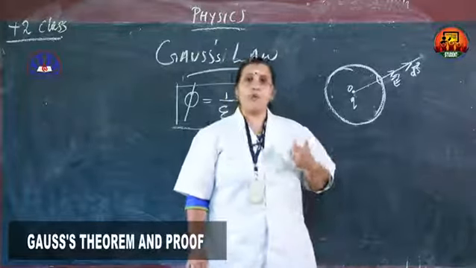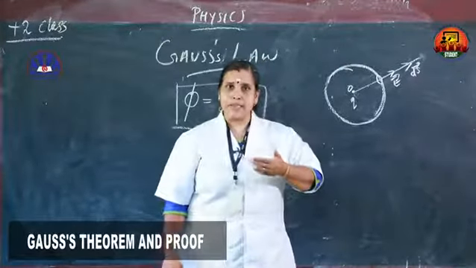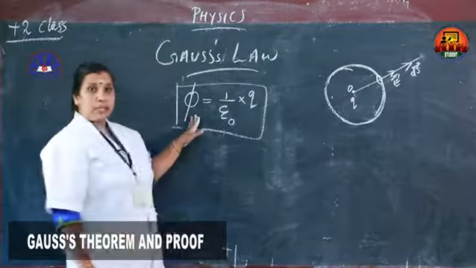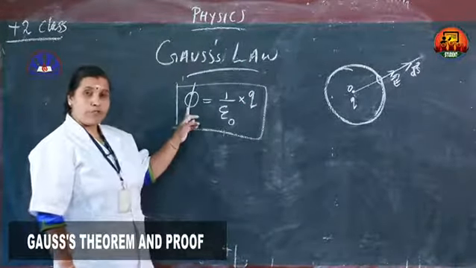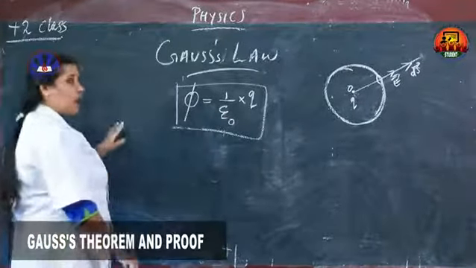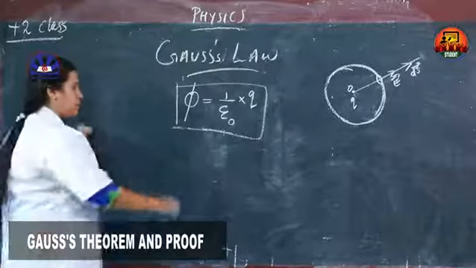Now, how will you prove an equation? You have to start from the LHS and arrive at the RHS. What is the left side of our equation? Phi. So, you have to start from phi and arrive at this result. Let me see how we can prove this Gauss's law.